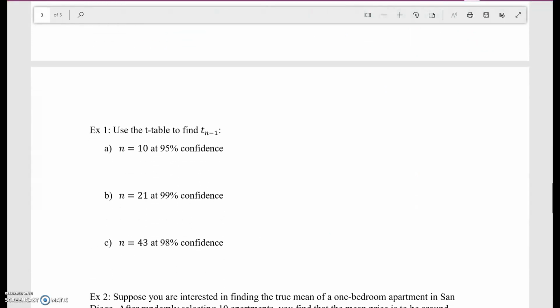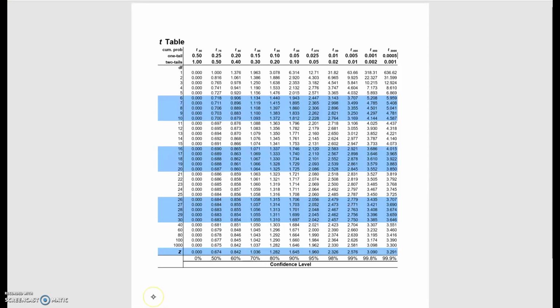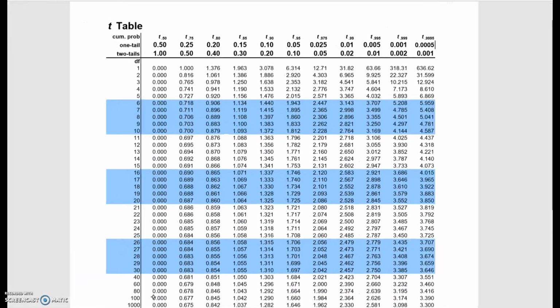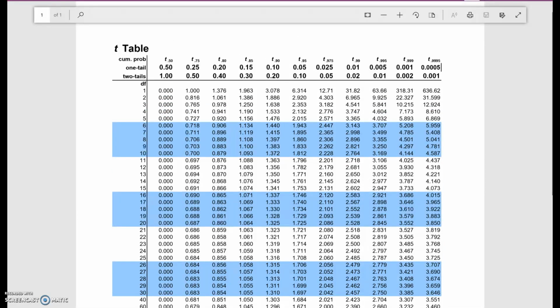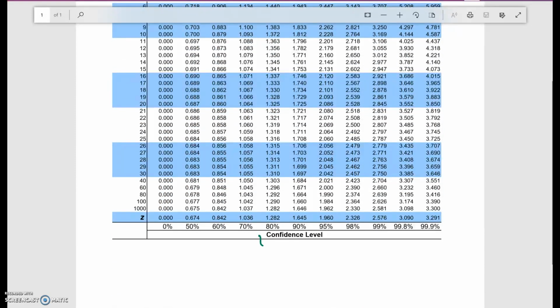So use the t-table to find t_{n-1}. Now the t-table is going to look something like this. If you go into Blackboard, this is what the t-table looks like. One of the things you're going to be looking at is the bottom portion. The bottom portion tells you what the confidence level is, what kind of confidence I want.